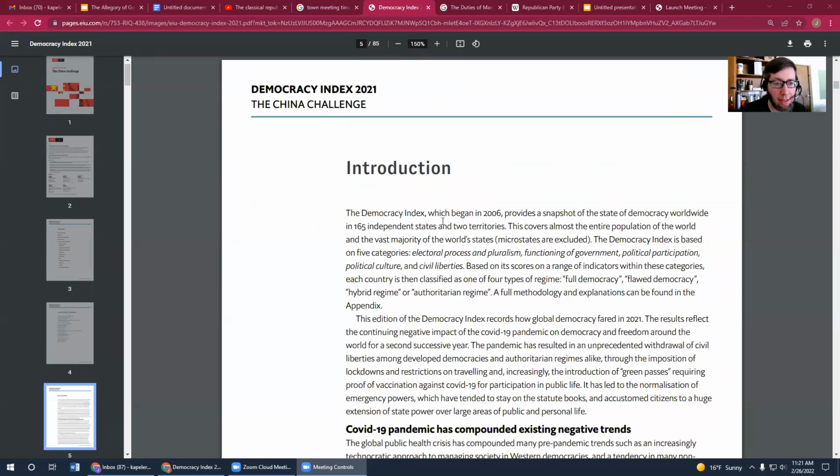First paragraph here, it says the Democracy Index, which began in 2006, provides a snapshot of the state of democracy worldwide in 165 independent states and 2 territories. This covers almost the entire population of the world and the vast majority of the world's states. Microstates are excluded. The Democracy Index is based on 5 categories: electoral process and pluralism, functioning of government, political participation, political culture, and civil liberties. Based on its scores on a range of indicators within these categories, each country is then classified as one of 4 types of regime: full democracy, flawed democracy, hybrid regime, or authoritarian regime. A full methodology and explanations can be found in the appendix. We're not going to read the explanation, so I'll have this linked in the description.